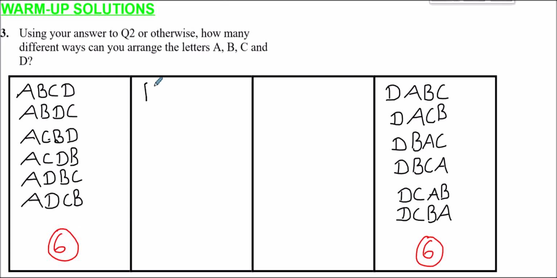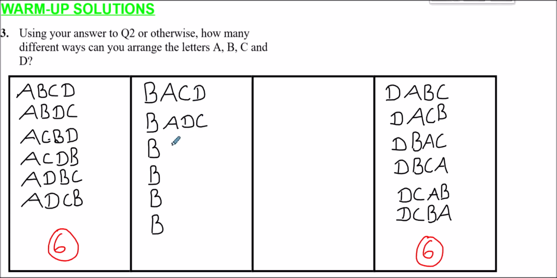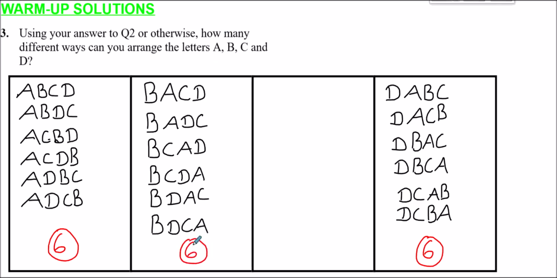Let's try now with B at the front. So we could have A, not B because it's there, CD, or ADC. Or we could have C, AD, CDA, or we could have BD, AC, or BD, CA. Again, another 6 ways there.